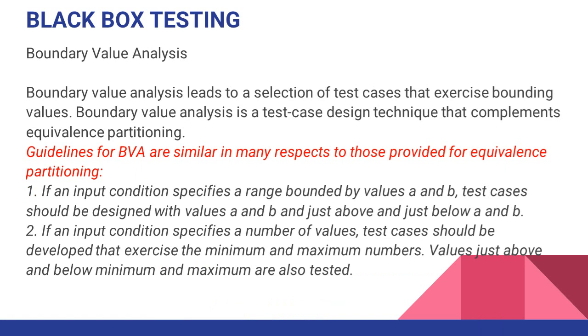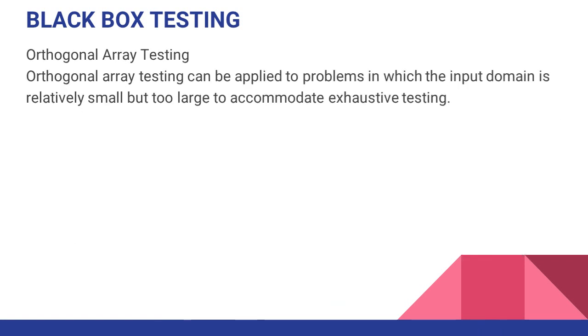Next one is, there are many applications in which the input domain is relatively limited. That is, the number of input parameters is small and the values that each of these parameters may take are clearly bounded. When these numbers are very small, it is possible to consider every input permutation and exhaustively test the input domain. Orthogonal array testing can be applied to problems in which the input domain is relatively small but too large to accommodate exhaustive testing.